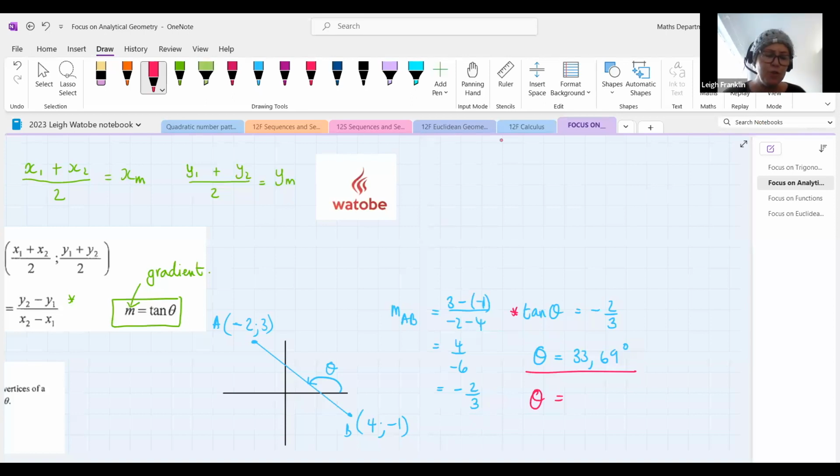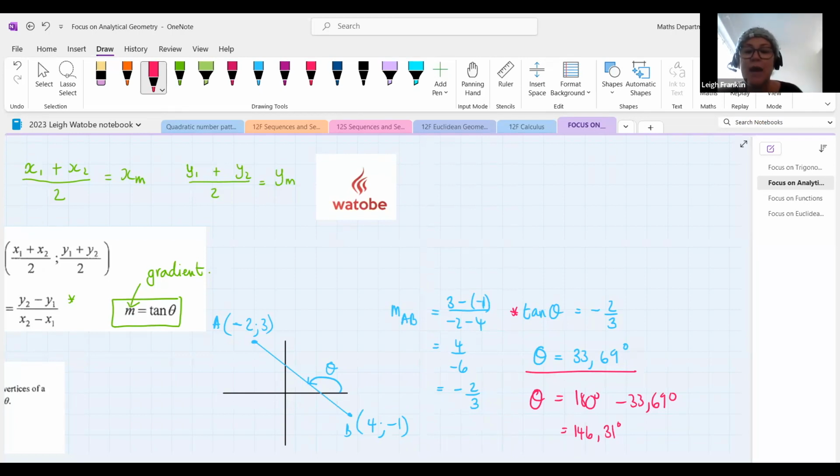Then what some students do is they come along and say, okay, so theta is equal to 180 minus 33,69. And then they write down the correct answer after this, which would be 146,31 for argument's sake. So this is one of the places where we end up writing something and we end up being penalized for our answer.